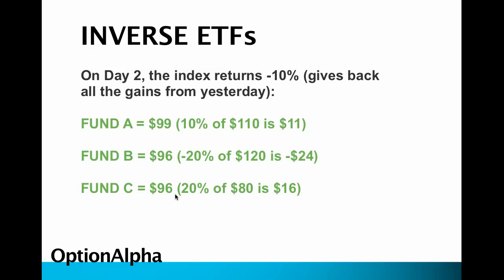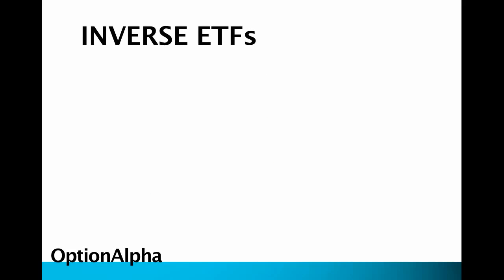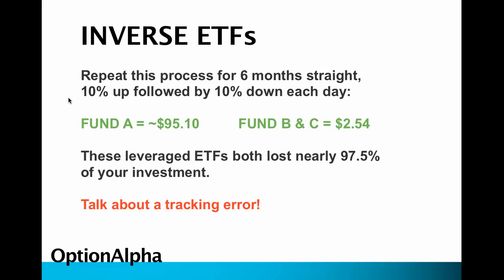And Fund C was going to make 20% instead of losing 20% of 80, which is 16, and again being back at 96. So you can see if we repeat this process for about 6 months straight, 10% up days followed by 10% down each day, Fund A, which is our index, would be at roughly 95.10 on average. Fund B and C would both be at approximately $2.54. So you can see that both of these leveraged ETFs have lost nearly 97.5% of your investment.